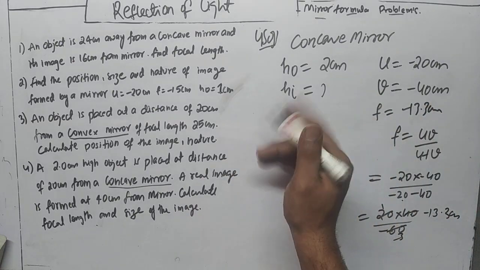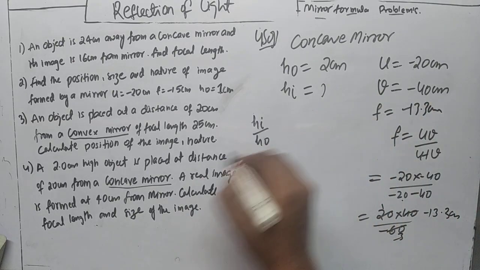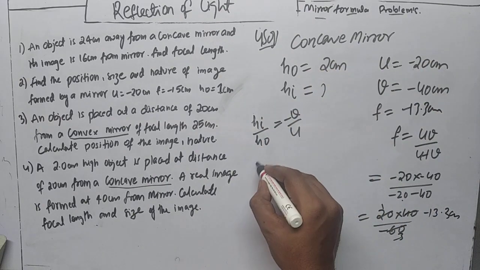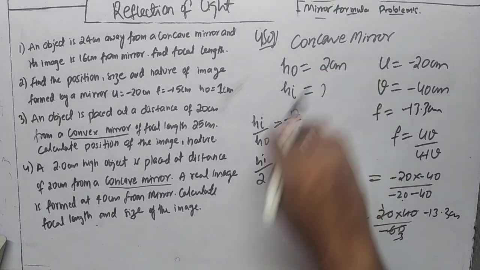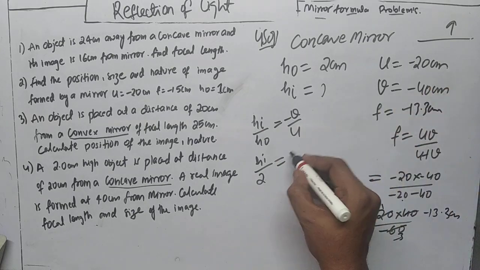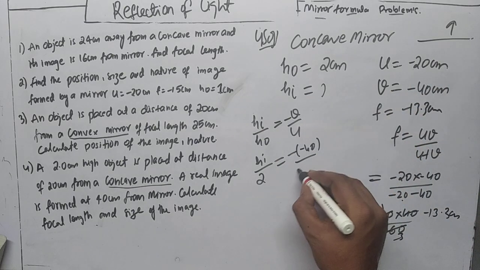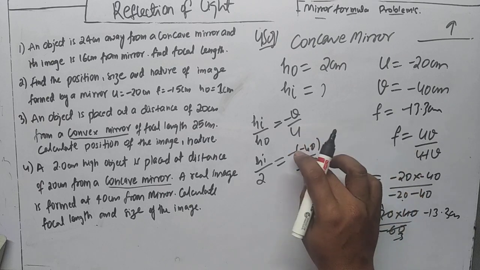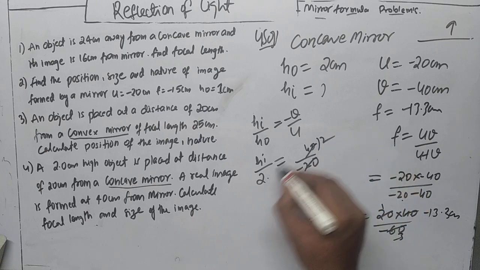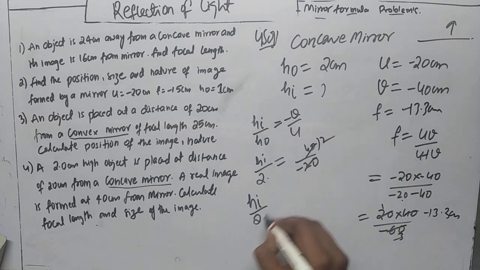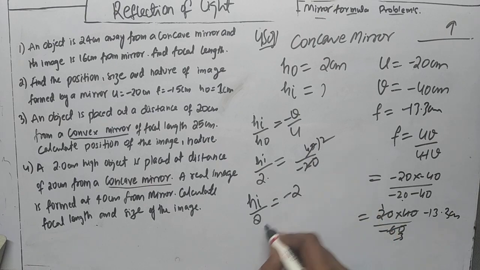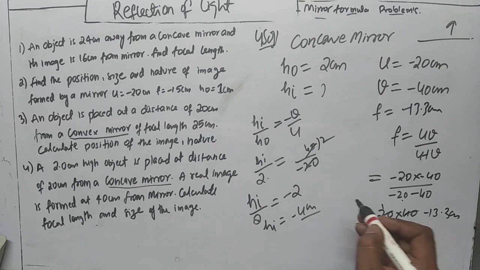Now we have to find the height of the image. We know the magnification formula: height of the image by height of the object is equal to minus v by u. The object is 2. The object is taken as positive because it lies above the principal axis. The v value they have already given, minus 40. The u value is minus 20. So minus and minus will become plus. So we have hi by 2 is equal to this minus goes up, minus 2. So the hi value is minus 4 centimeter.